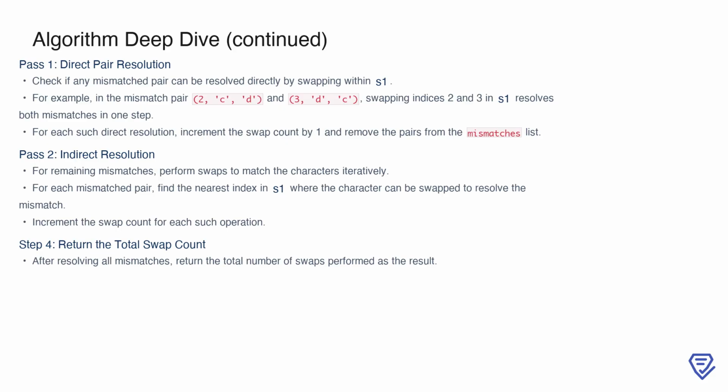For example, if we have the mismatched pairs (2, C, D) and (3, D, C), swapping indices 2 and 3 in S1 directly fixes both mismatches. Each such direct resolution increments the swap count by 1, and these pairs are removed from the mismatches list. In the second pass, we handle any remaining mismatches through indirect resolution. For each unresolved mismatch, we search for the nearest index in S1 where the character can be swapped to resolve the mismatch. Each of these operations adds to the swap count as we iteratively address the mismatches. Once all mismatches are resolved, we return the total swap count as the result.